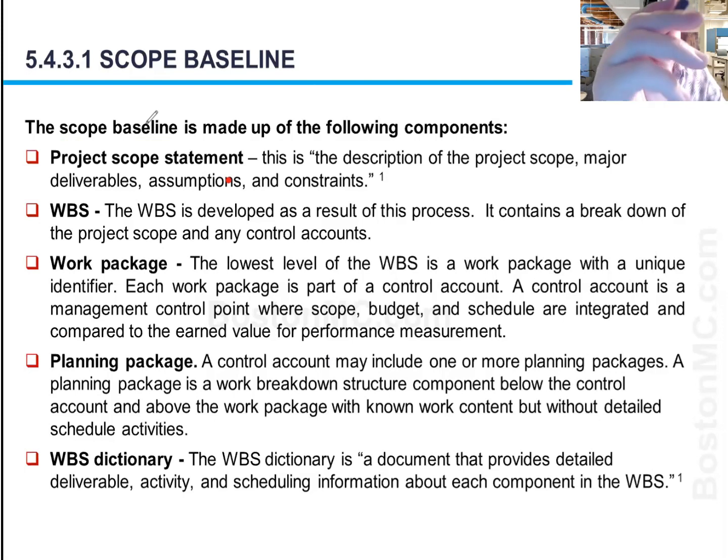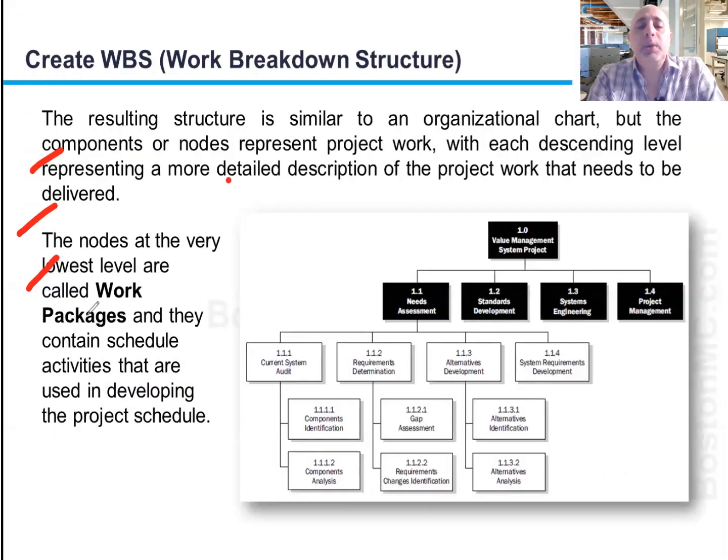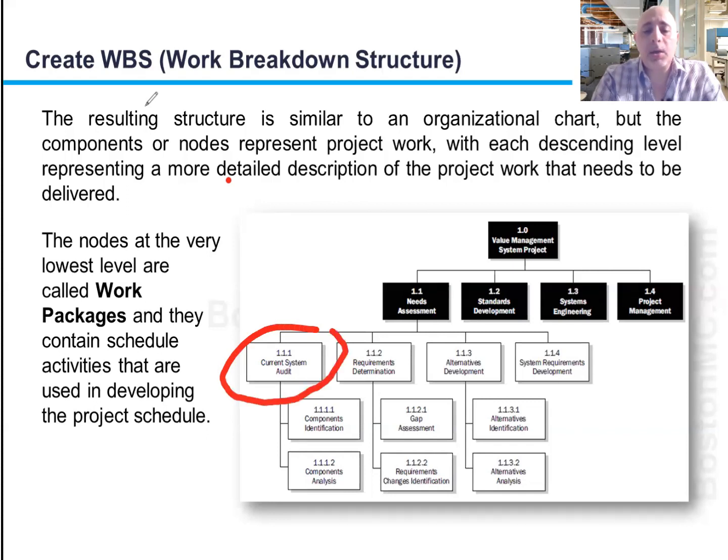So now what we have is the WBS has been created. Previous to that, we have the scope statement. So that's the scope statement, that's the WBS, and each WBS is going to end up with work packages at the lowest level. Now, every work package, let me take you back to the previous screen. Every work package that you create has a small writing on it, right? For example, this one says current system audit.